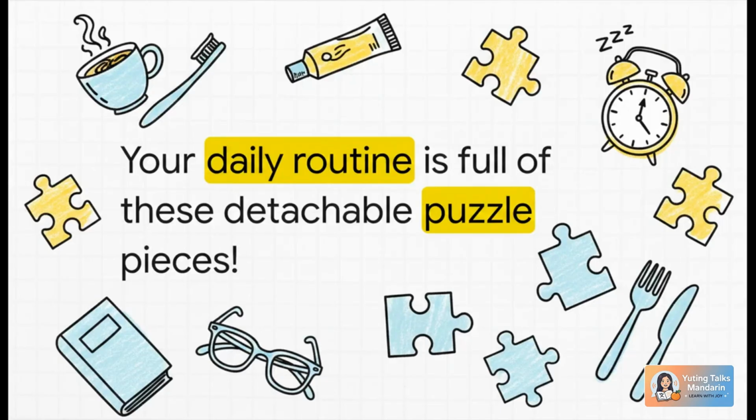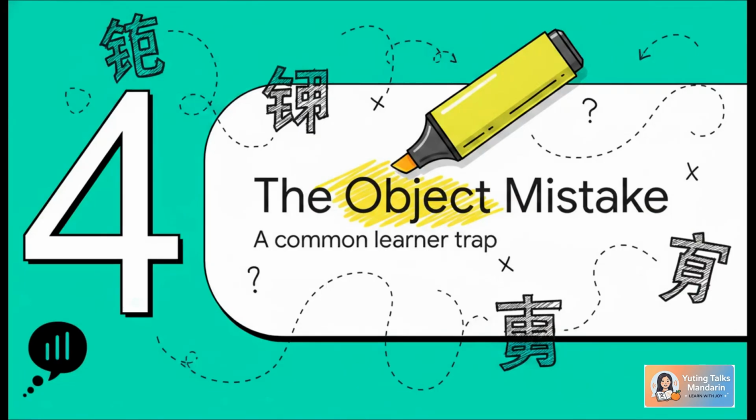So our takeaway here is simple. Your daily routine is absolutely packed with these detachable puzzle pieces. Once you know what to listen for, you're going to hear them everywhere. Now, Section 4, the common object mistake. Grab your highlighters for this one, because this is a trap literally almost every learner falls into.